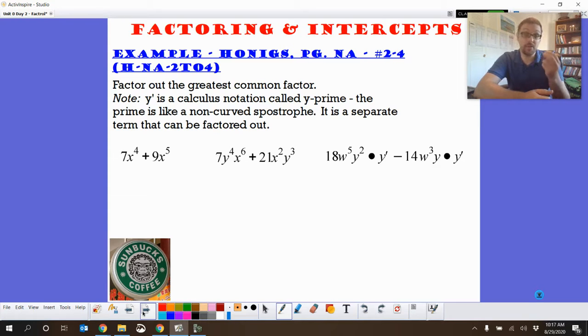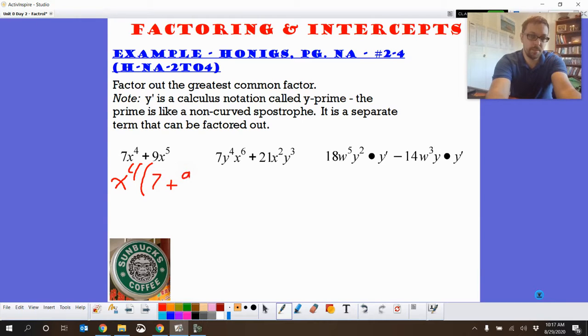What we can take out is whatever the smallest exponent is that they have in common. So we have an x to the 4 and an x to the 5. So we can take out an x to the 4. That is our GCF. Plus 9 to the 9x.